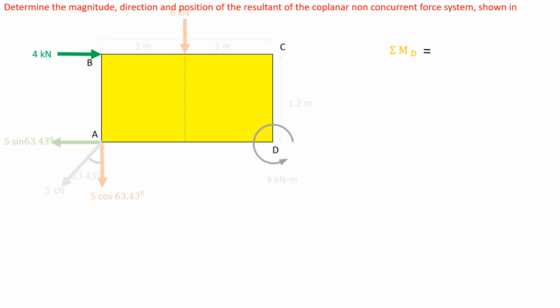Now taking moment of forces about point D, this force 4 kilonewton will have a line of action like this, and it will travel along the line of action and pass through point C, and it will have a perpendicular distance of 1.2 meters. It will rotate like this about point D, a clockwise movement. It will form a clockwise moment of magnitude 4 into 1.2 meters.